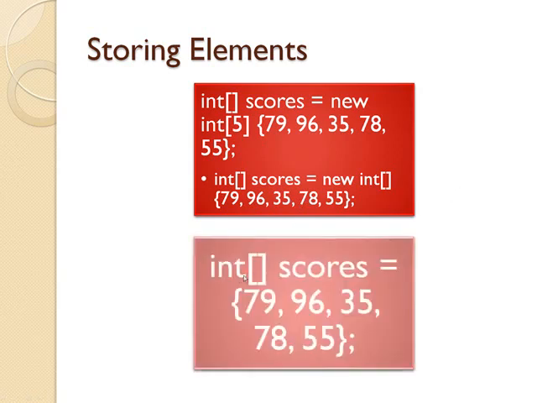Another way of doing it: int scores, we can skip the new int, just directly provide the numbers. So these are three examples of creating an array. First one, we say int scores new int with the 5 and then the values. Second one, int scores new int without the 5, then the values, and then int scores without new int, just directly the values. So all of them work.